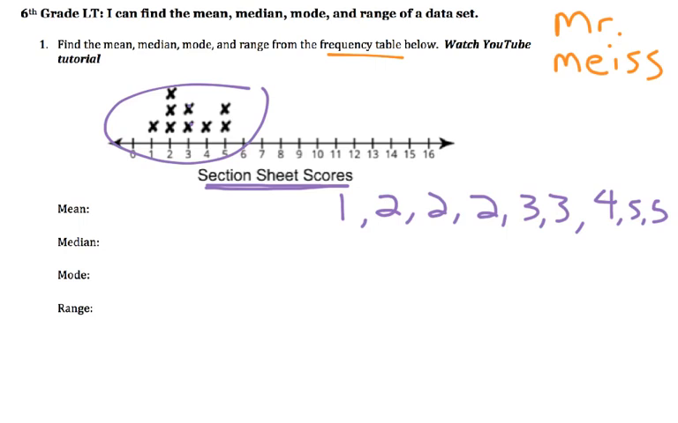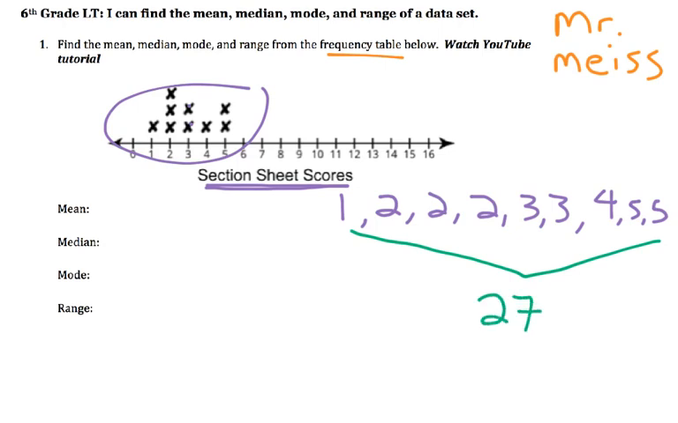Once you've taken your data and you've moved it to a list, then it's just going to be the same as any other statistics problem. So reviewing it, we're going to start by finding the mean. The mean is what we would get if we were to add all of these numbers together and find the sum. And when you take the sum of all these numbers, we get 27.